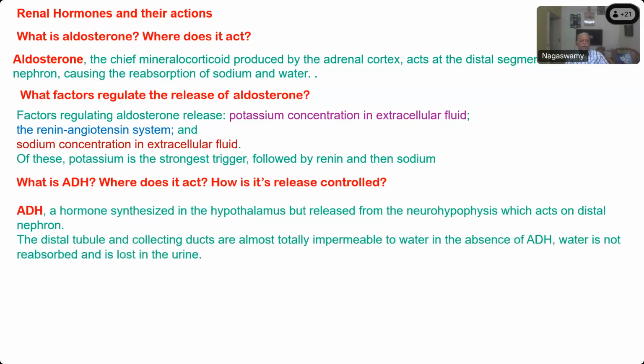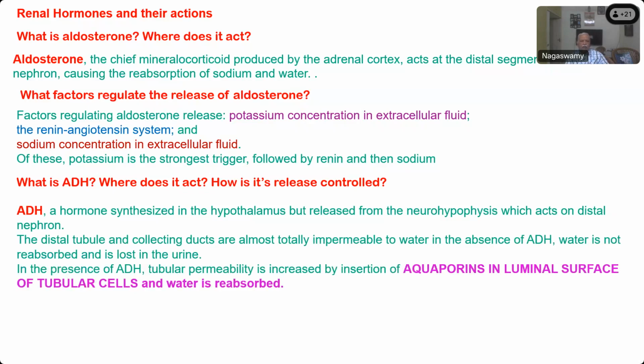The distal tubule and collecting ducts are almost totally impermeable to water in the absence of antidiuretic hormone. So water is not reabsorbed and it will be lost in the urine. In the presence of ADH, tubular permeability is increased by insertion of what are called aquaporins in the luminal surface of the tubular cells, and water will get reabsorbed. So only if ADH is present, it will insert something like a tube into the luminal surface of the tubular cells so that water can enter. Otherwise, water cannot pass through the distal collecting tubules.